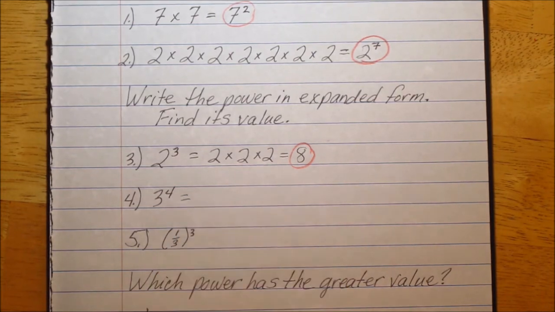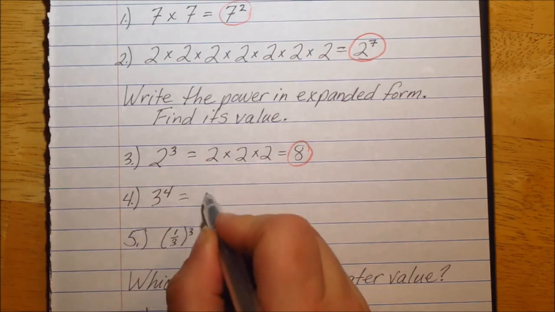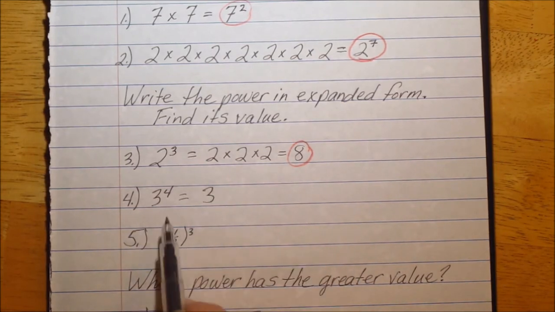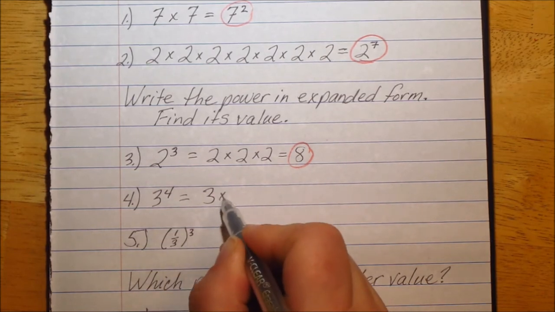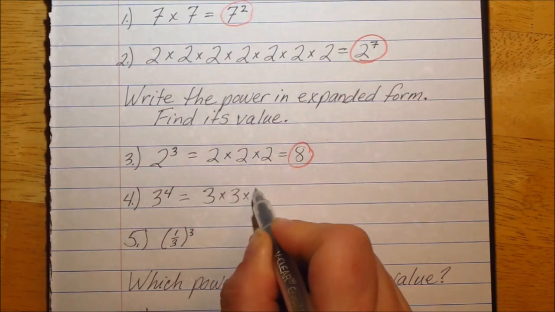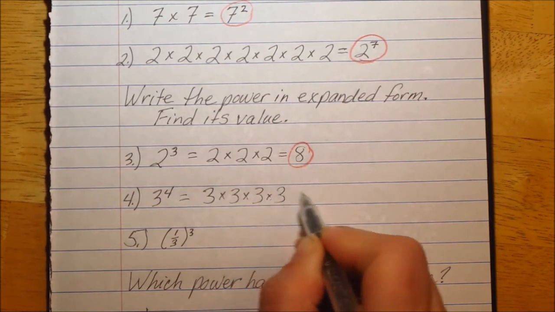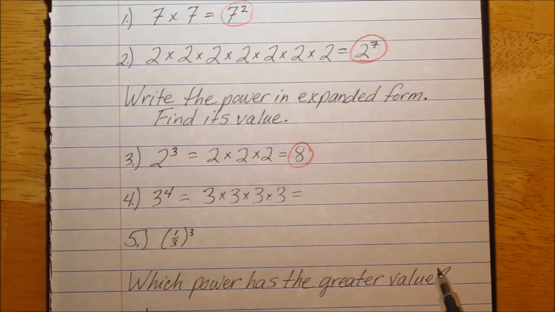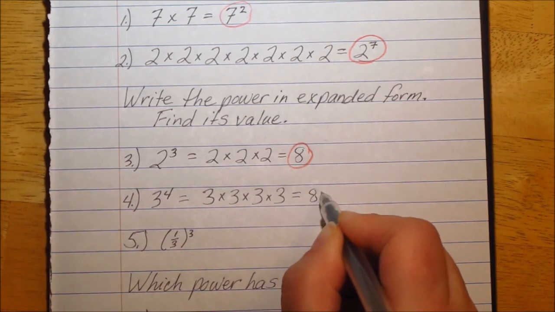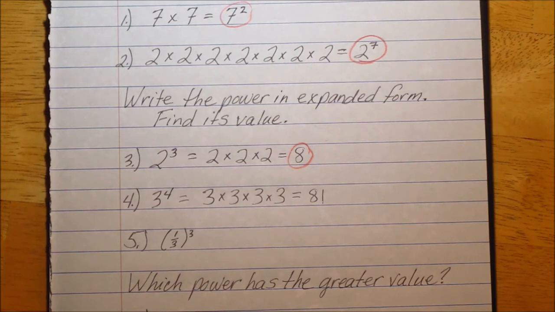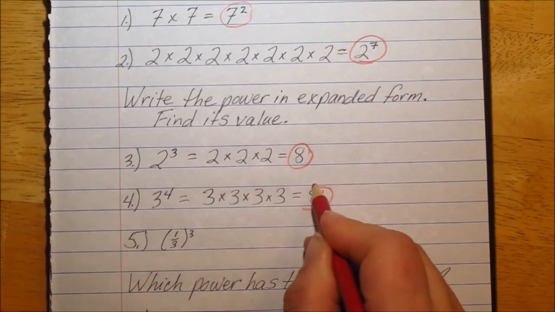All right, so 3 to the 4th power. Well, 3 is my base, so that's the number being multiplied. 4 is my exponent, so that's telling me how many times I multiply it. So 3 times 3 times 3 times 3. All right, what does that equal? 3 times 3 is 9. 9 times 3 is 27. 27 times 3 is 81. All right? So 81 is the value of 3 to the 4th power.